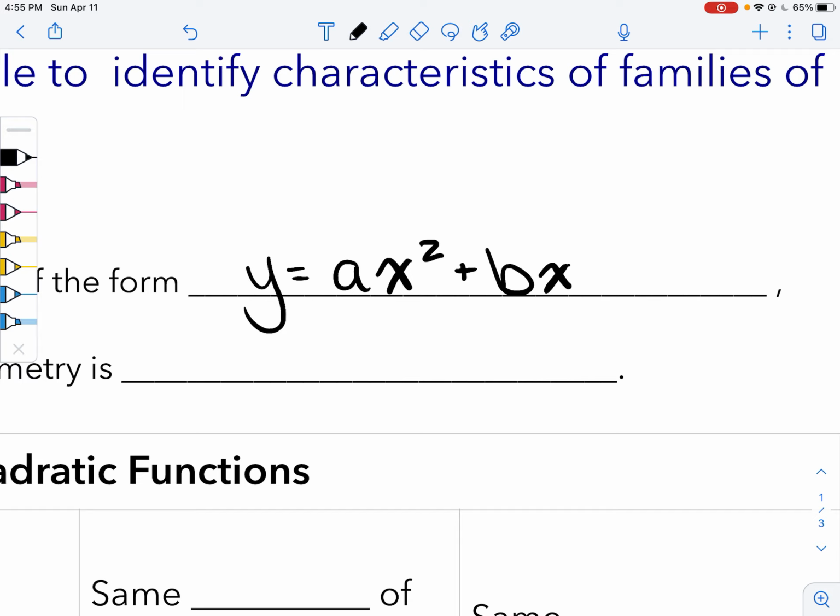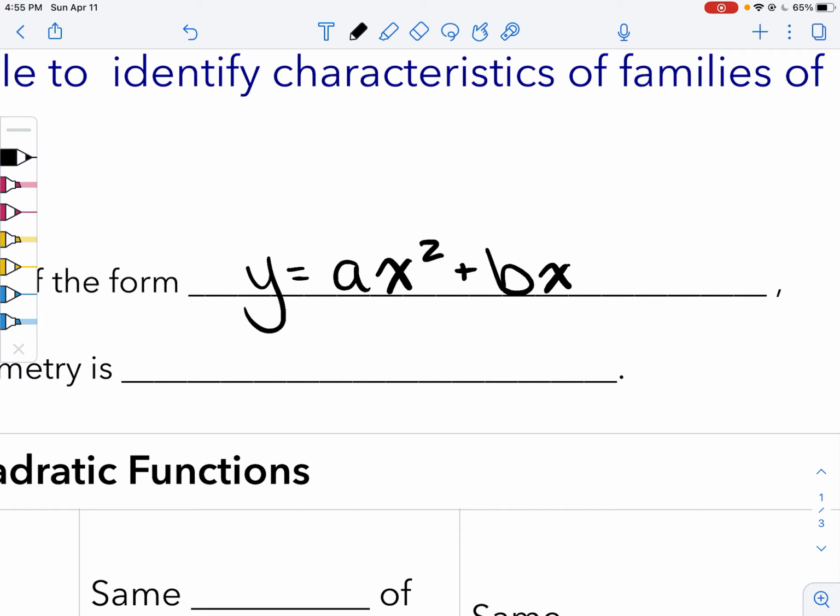Remember that quadratic, just like the quad on campus, is a square, just like this totally obviously is a square. Yes, because when you have x times x inside, you get x squared. So quadratic functions begin with x squared. By the end of the day, you'll be able to identify characteristics of families of parabolas.